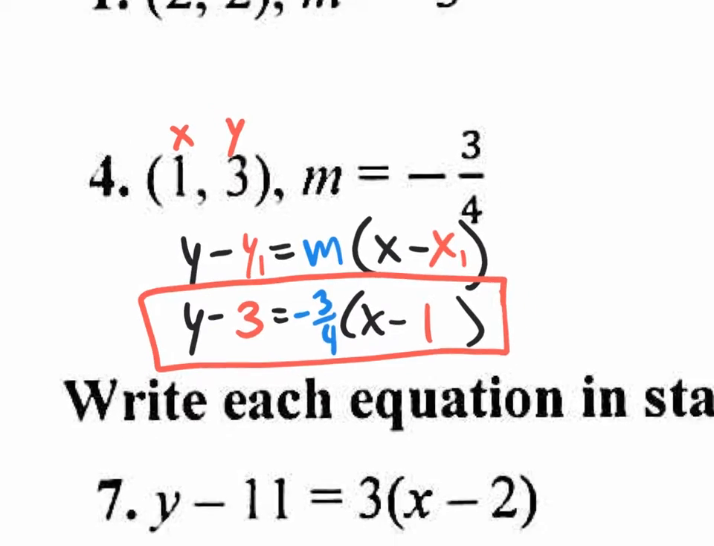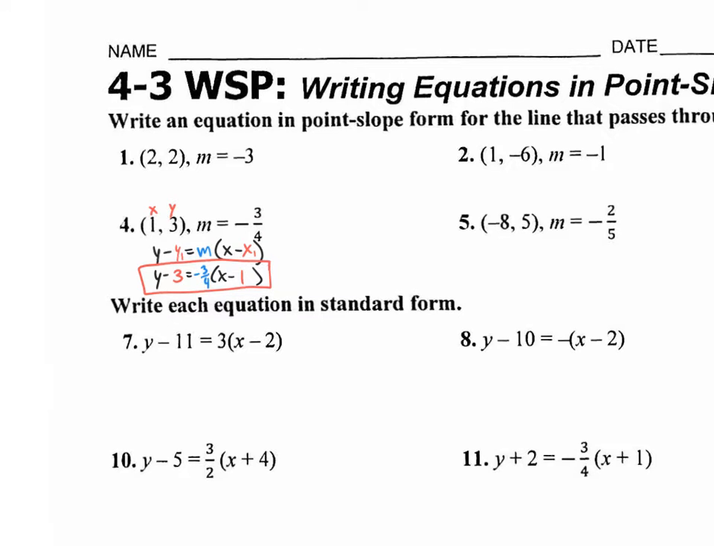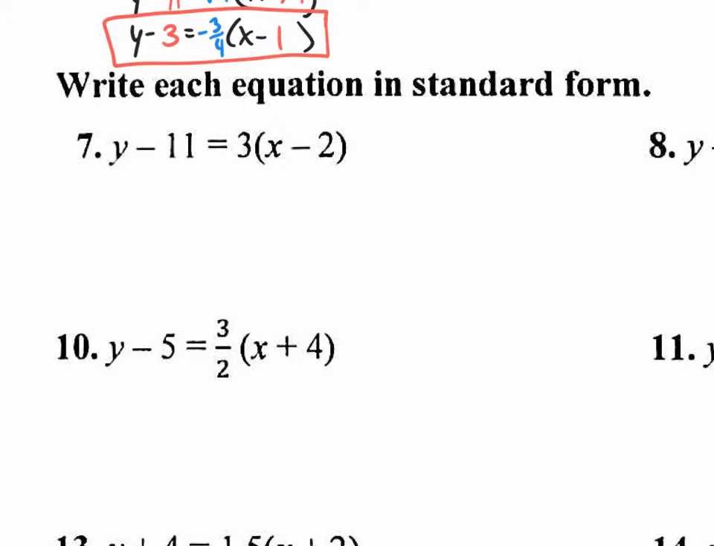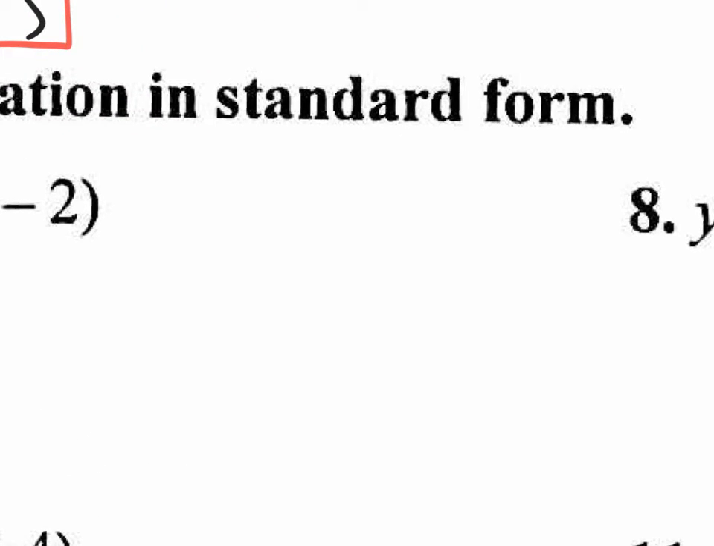That's how easy that whole first section is. They give you a point, they give you a slope, they want you to plug it into point-slope form. The second section of our homework says write each equation in standard form. Okay, well we need to first know what standard form is. Standard form is capital AX plus capital BY equals capital C, and you do not want decimals or fractions.